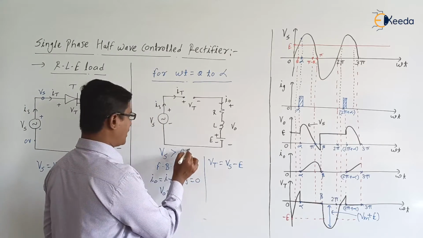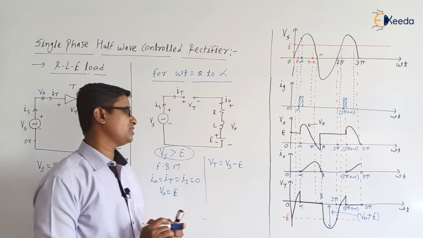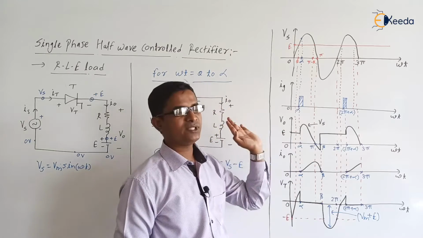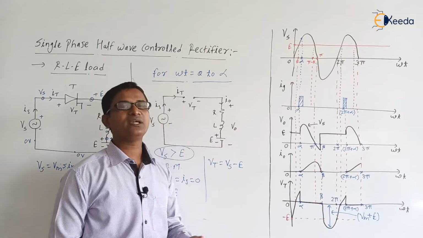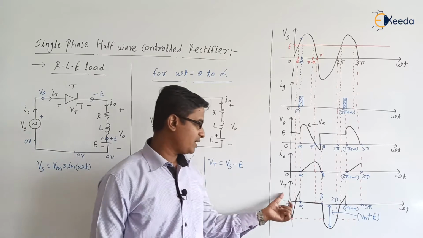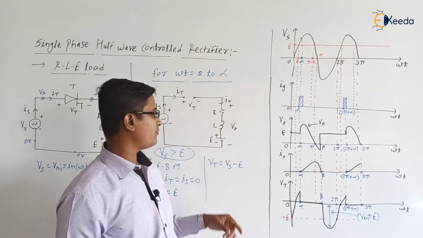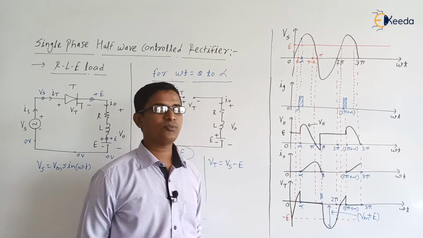Here we have Vs greater than E, right? So Vt is equal to Vs minus E, so it will be positive. Between theta to alpha, Vs is increasing, so the difference Vs minus E will be increasing. That's why Vt is positive and increasing. So from theta to alpha, V0 is E, I0 is 0, Vt is a positive voltage.